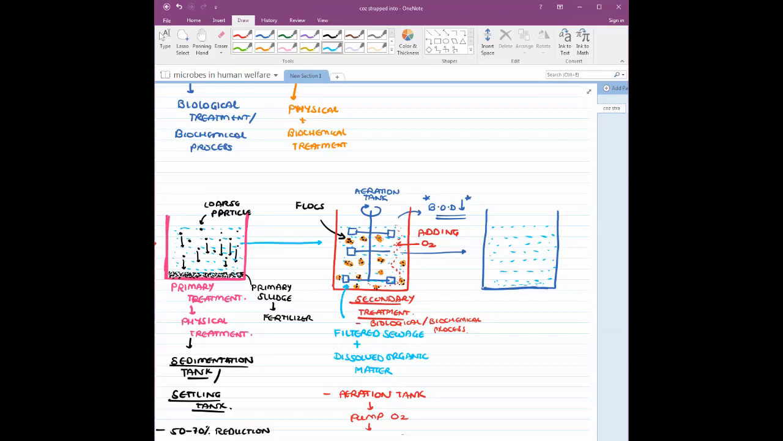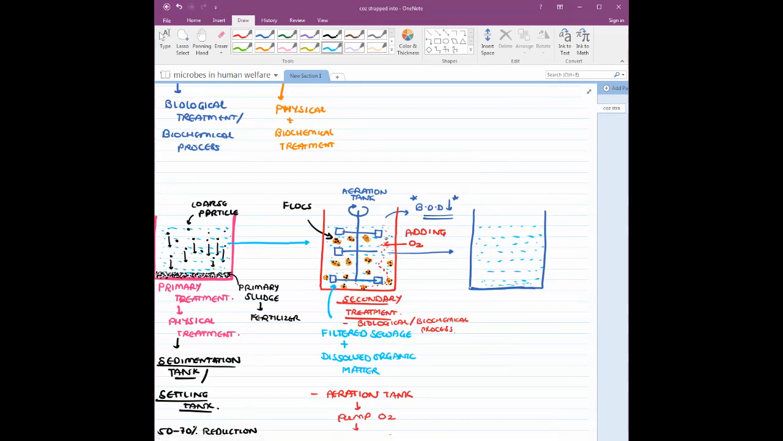Okay, so now you are going to send it into your next step. You are going to send it into the settling tank. Now, guys, there is a little bit of discrepancy. Now what is this discrepancy, guys?